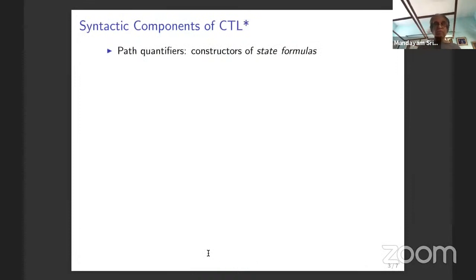Okay, so this is a temporal logic, CTL star, which is capable of expressing a class of properties, both linear time properties as well as branching time properties. Okay, that's what I'm going to be introducing.